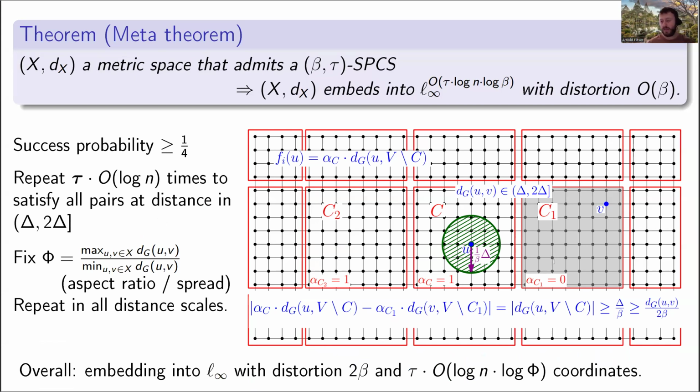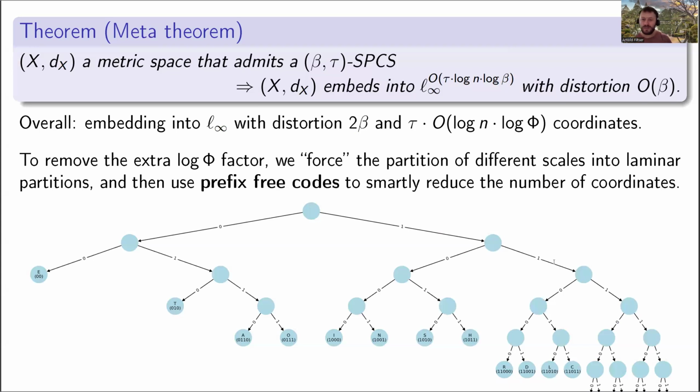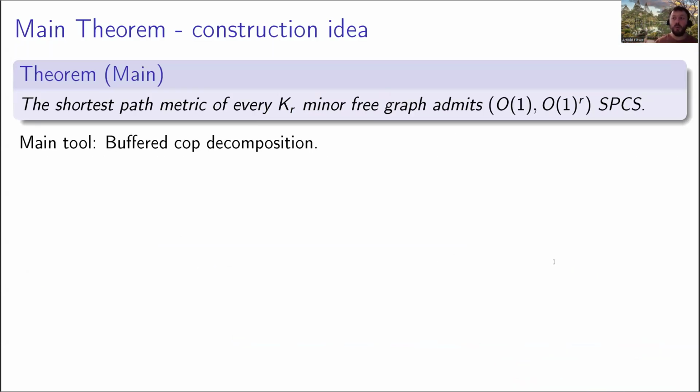However, we don't want to depend on the number of scales. And the main contribution in this paper is to show how it's possible to avoid this dependence. So we use some perfect hash codes and some smart ideas there, but unfortunately, I don't have the time to go into it. Okay, in the rest of the talk, I would like to talk about how we construct sparse covers.